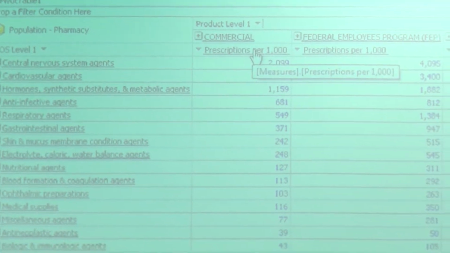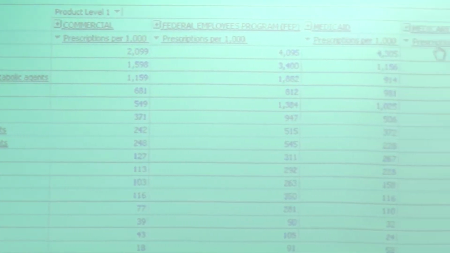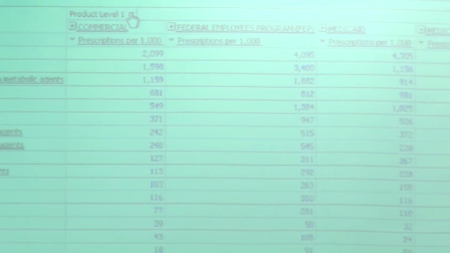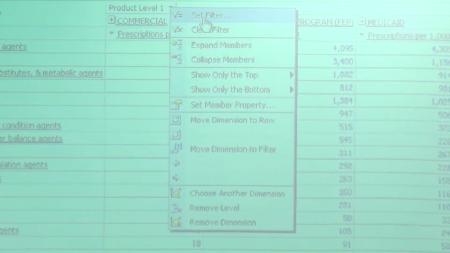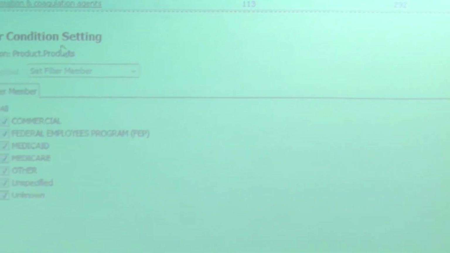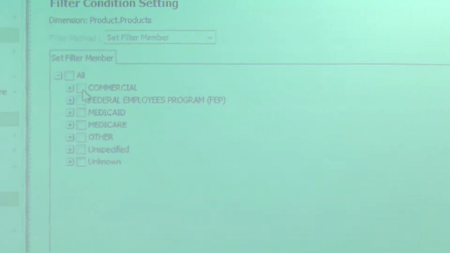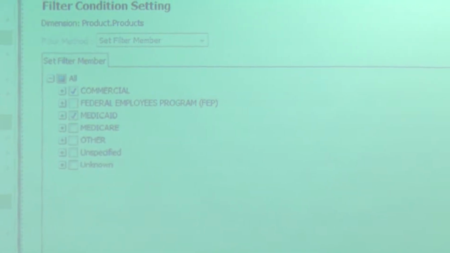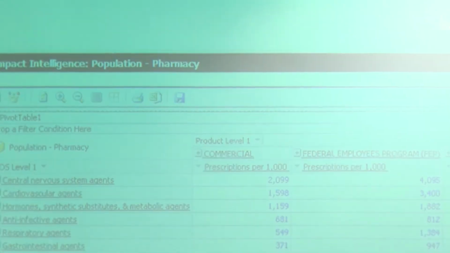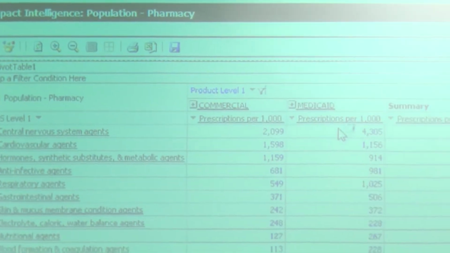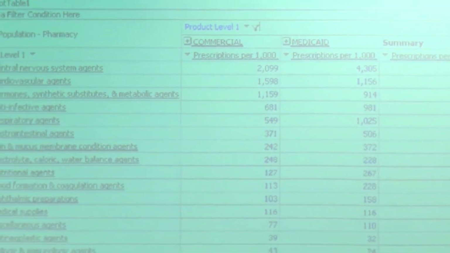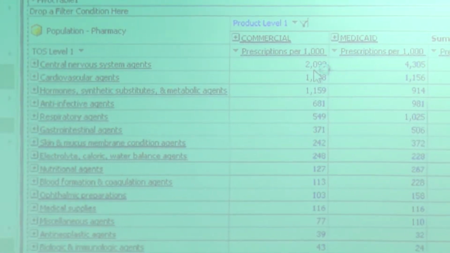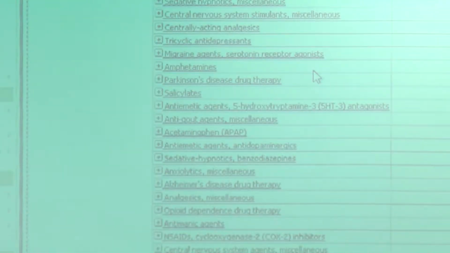And so now we have the commercial, the federal, the Medicaid, and the Medicare. And even at the column level, if I don't want to see the federal in there, I can select this here, set the filter at this level, get rid of everything but say commercial and Medicaid, say OK, and all we're going to have left are those two. There we go. So now we're comparing directly these two. And if I start opening this up to type of service level 2, you're going to see the comparison between commercial and Medicaid in this space.